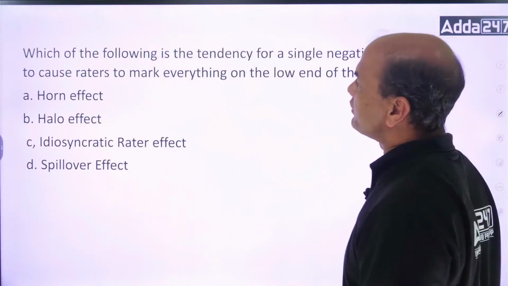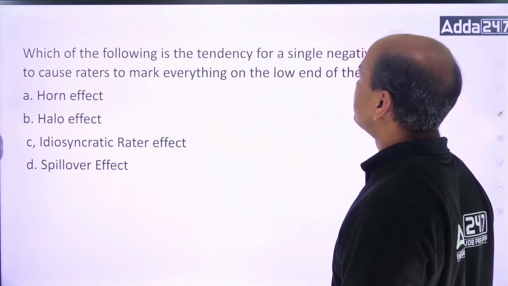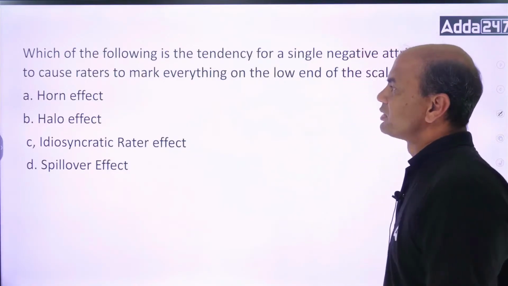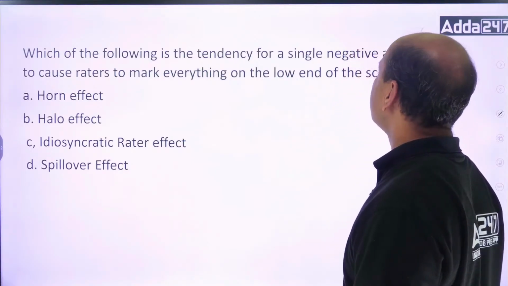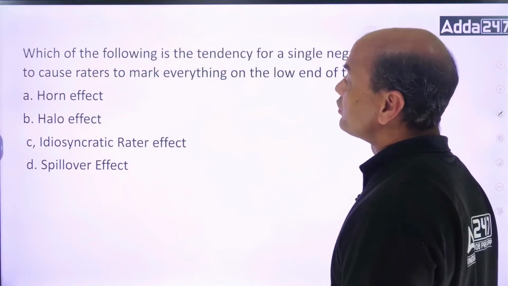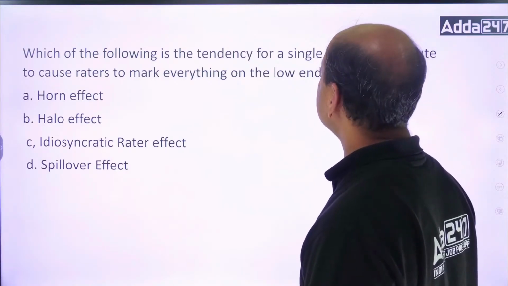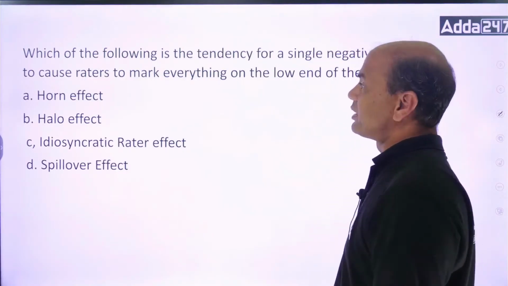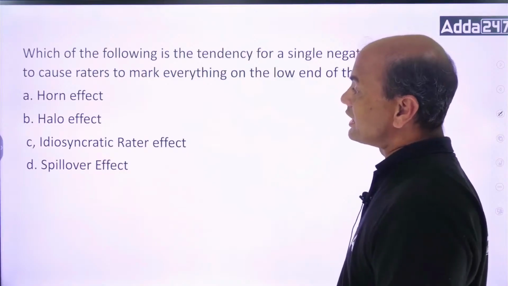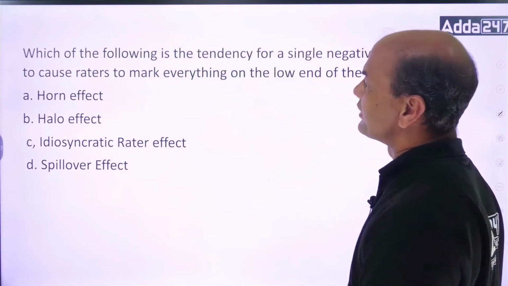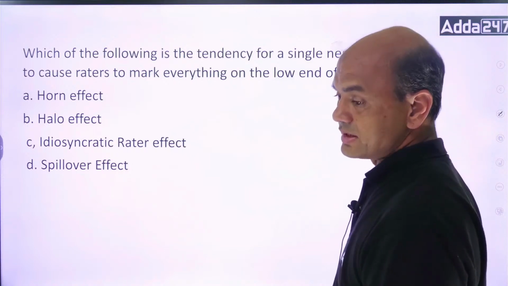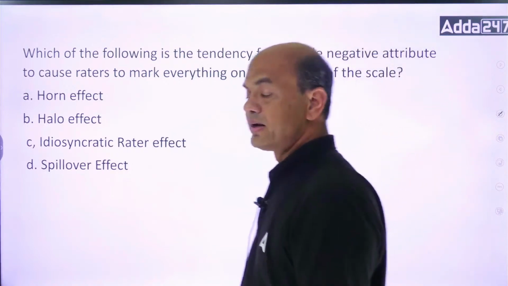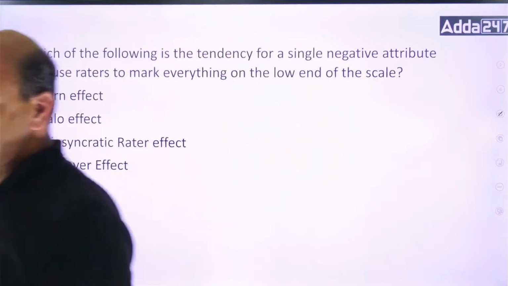Which of the following is the tendency for a single negative attribute to cause raters to mark everything on the low end of the scale? So which is this tendency for a single negative attribute to cause the raters, meaning the one who is giving the rating, to mark everything on the low end of the scale? Low end. Kindly note, low end of the scale.